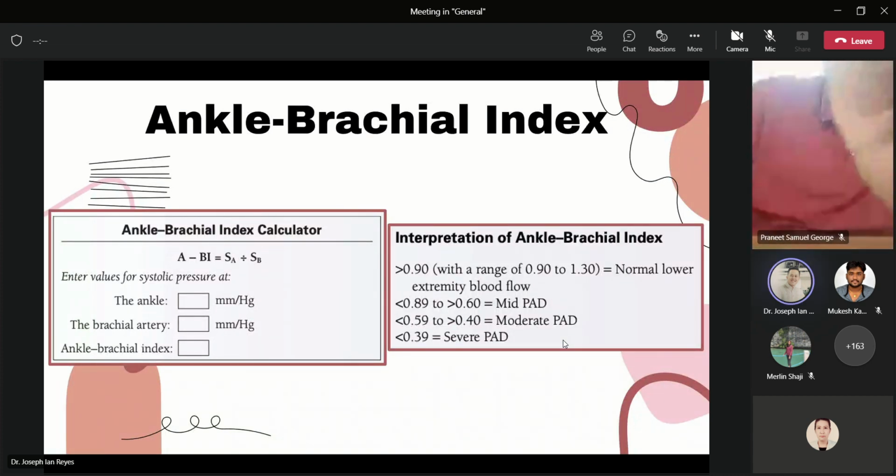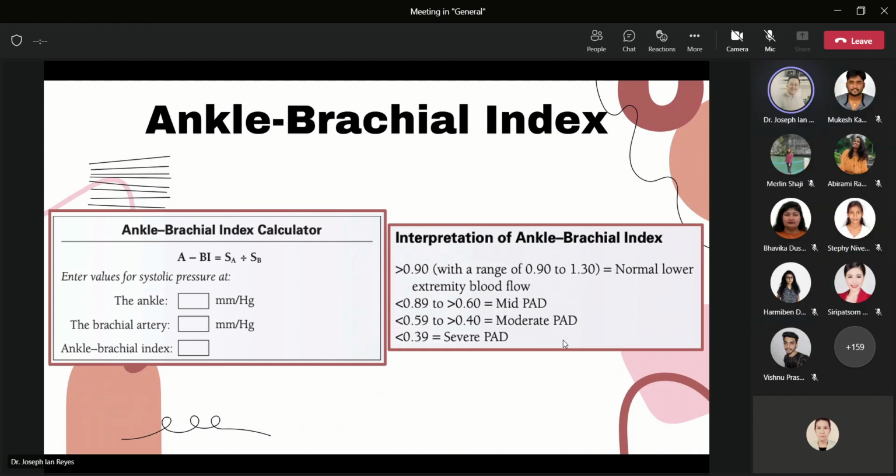So, interpretation: a value of more than 0.9, with a normal range of 0.9 to 1.3, would be normal lower extremity blood flow. A value of less than 0.89 but more than 0.6 would be mild PAD. 0.59 to 0.4 is moderate PAD, and severe PAD would be less than 0.39.